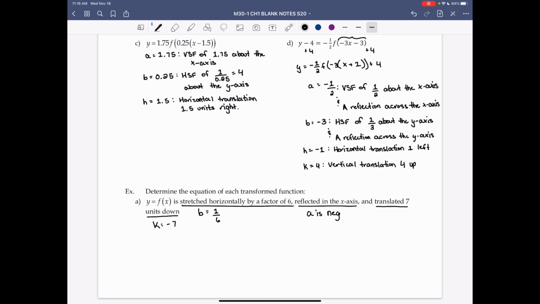Since it didn't have a vertical stretch factor, we know that a is negative, so a would just be negative 1. Then we get y equals a, which is negative 1, so just negative, f bracket our b value, which is 1 over 6, times our x. You can put brackets around the x or not. In this case, it doesn't matter because we don't have an h value. And then close the bracket and then minus 7 for the k value.